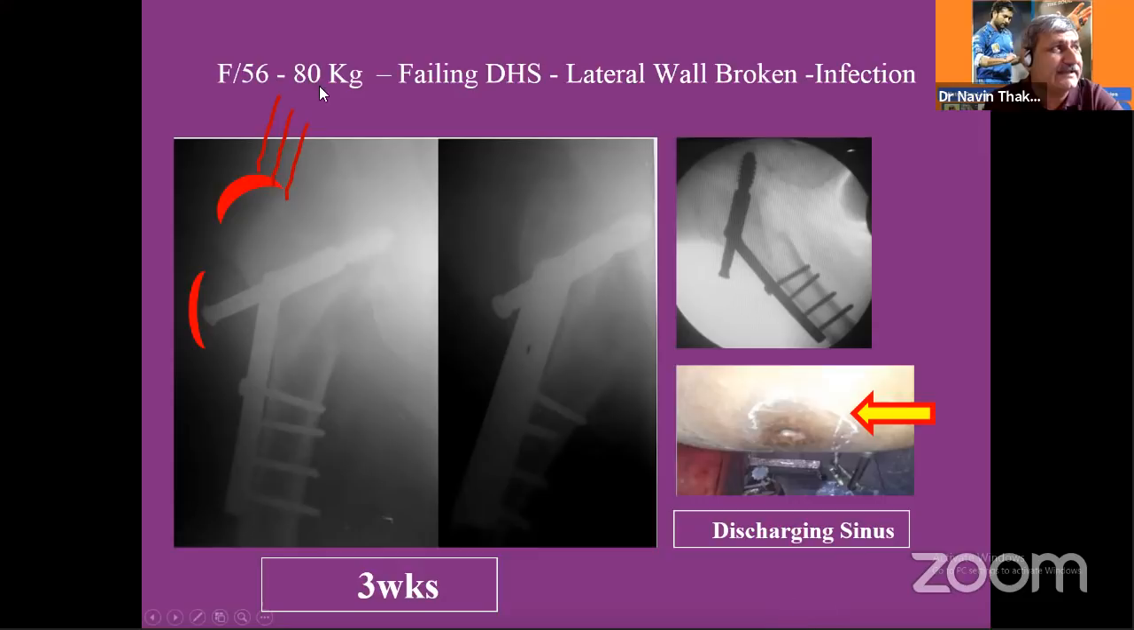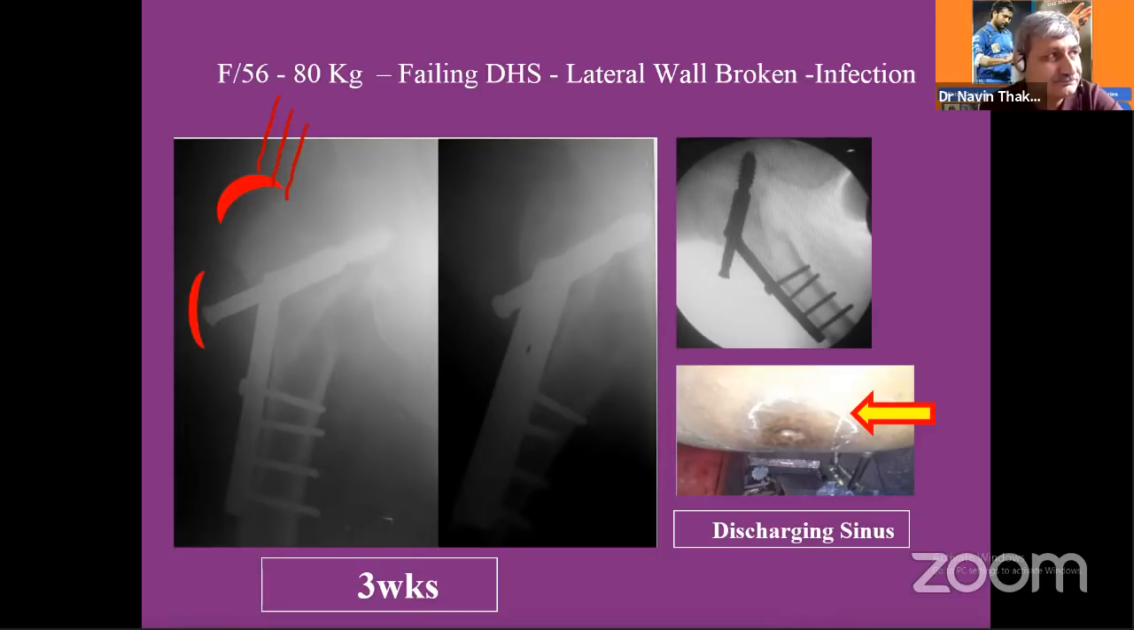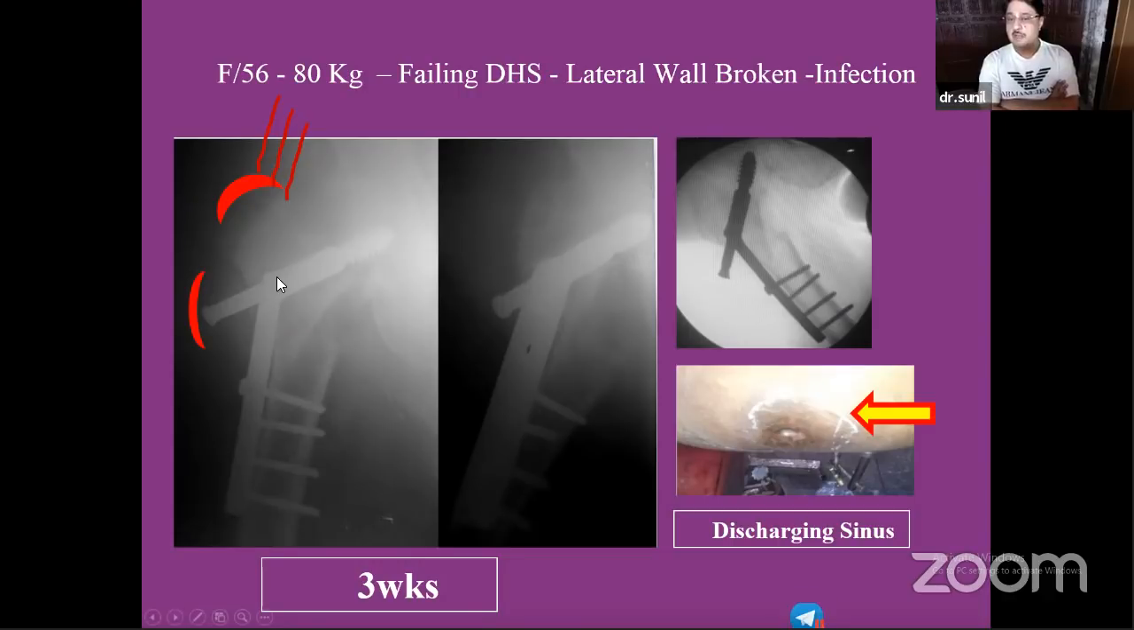Female, 56 years, 80 kg, failing DHS. Lateral wall is broken and there is a discharging sinus, probably due to this irritating screw. What should be done now? Sunil? Yeah, I will remove the implant because it is unstable. We have deprived that sinus tract, and I will take a CT. Once you are removing that, I will not put in immediately. I'll wait, give some antibiotic cover, and afterwards, once everything is healed up, then I will realign with the two plates, because I will do a CT. We'll see what is the situation of the lateral posterior medial wall.